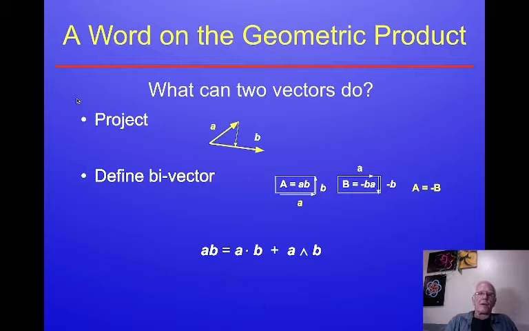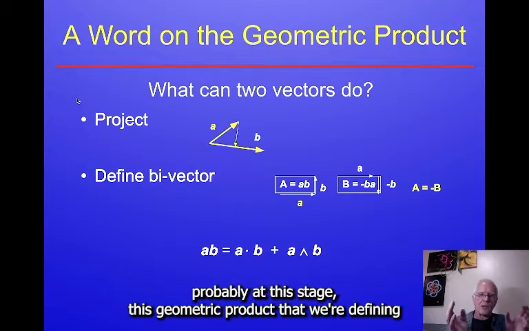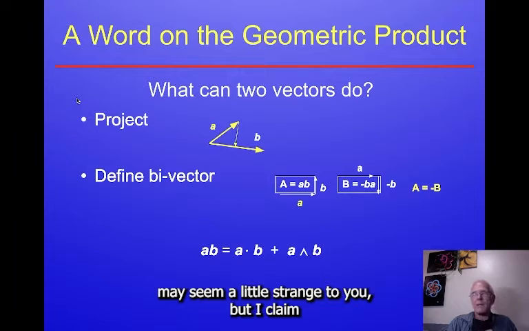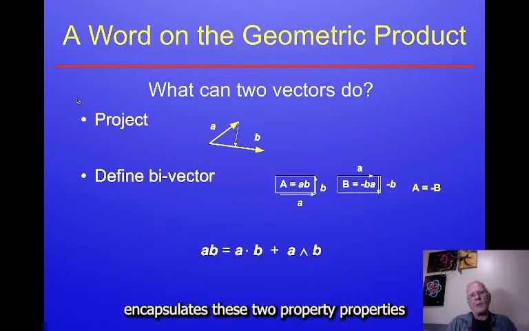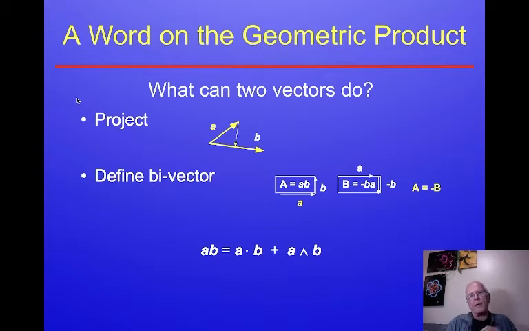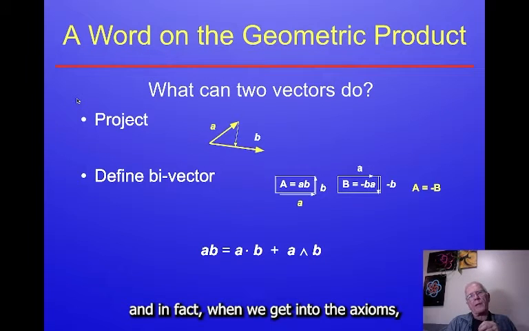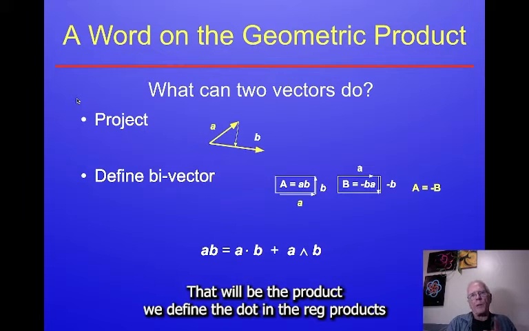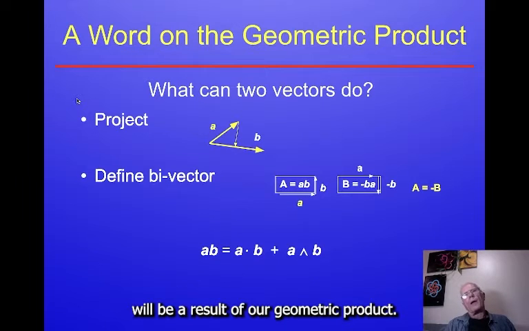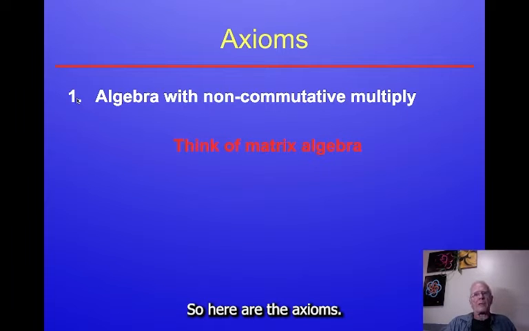Now this, probably at this stage, this geometric product that we're defining may seem a little strange to you, but I claim the fact that this product encapsulates these two properties is fundamental and very deep. And in fact, when we get into the axioms, the geometric product will be foundational. That will be the product we define. The dot and the wedge products will be a result of our geometric product. So here are the axioms.